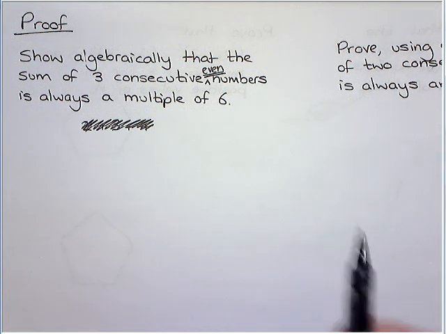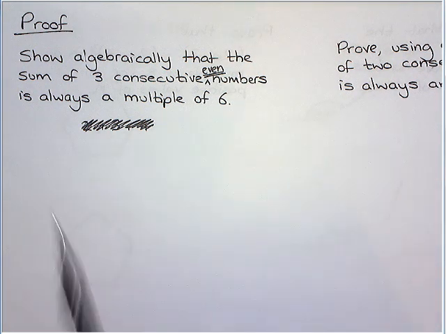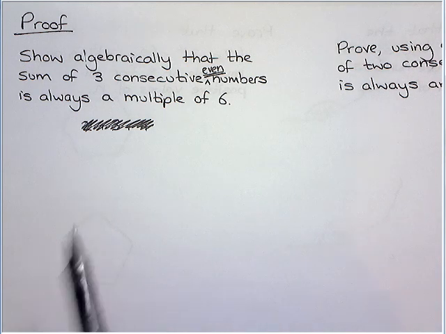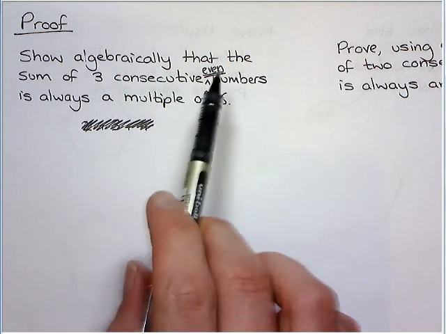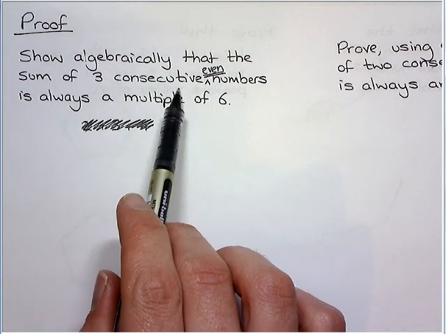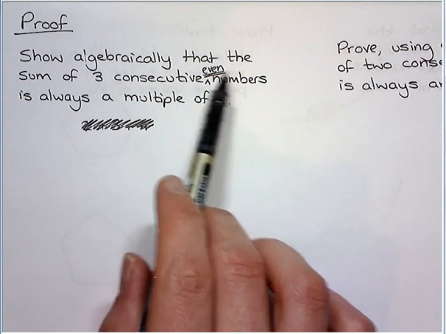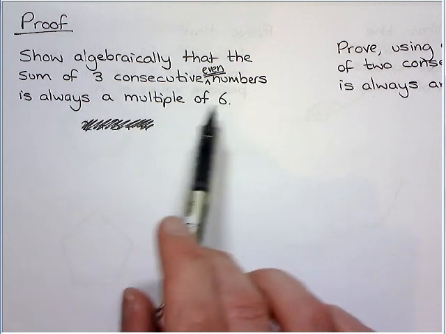Hi guys, in this video we're going to have a look at proof and some of the really wordy questions that we associate with it. So, let's read this one. It says, show algebraically that the sum of three consecutive, and I nearly missed this word out, even numbers is always a multiple of 6.